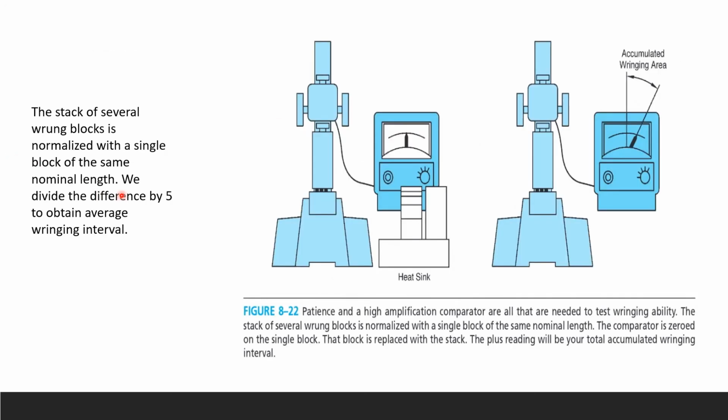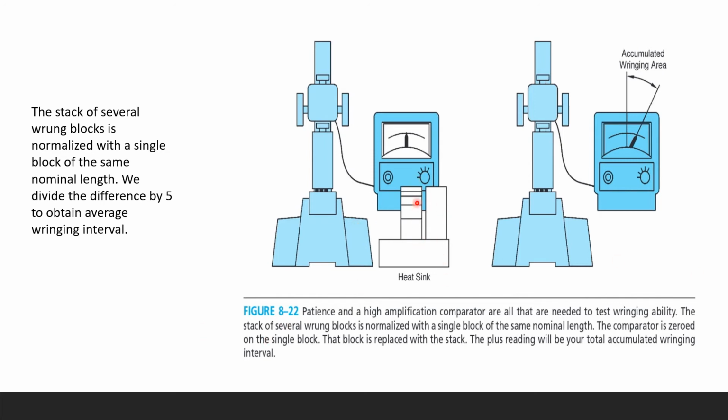The stack of several random blocks is normalized with a single block of the same nominal length. So we divide the difference by 5 to obtain the average ringing interval. So what we're doing right here is, when you stack your blocks together, you're ringing the blocks in order to measure something. You stack your gauge blocks, and that stack is normalized with a single block of the same nominal length. And then we're going to divide that difference by 5. So I'm going to show you how we do that.